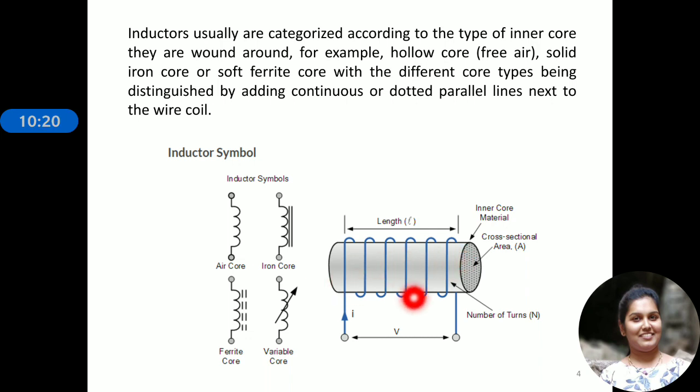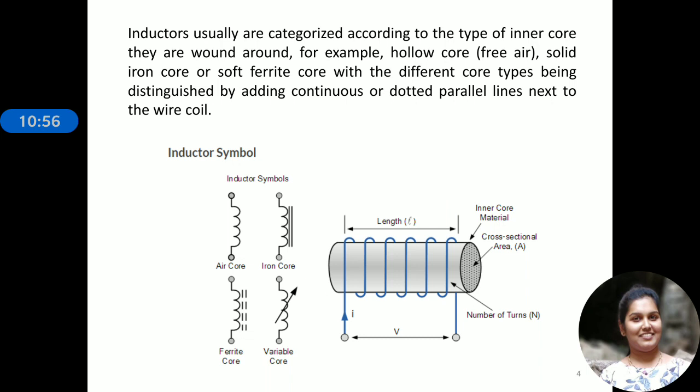As you can see, here the current I is flowing in the coil due to the applied voltage V. The number of turns is indicated by the letter N, the length of the core is given as L, whereas the area of cross section of the core material is taken as A. When you remember these points, we can easily derive an expression for the inductance.